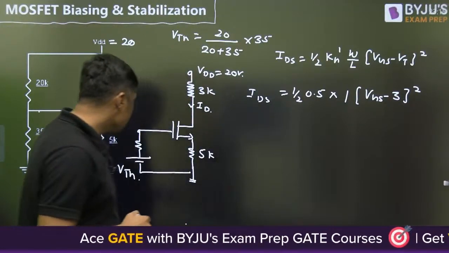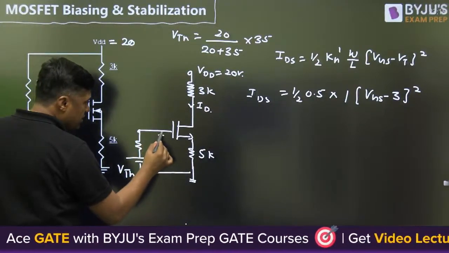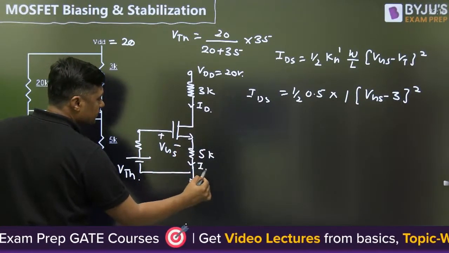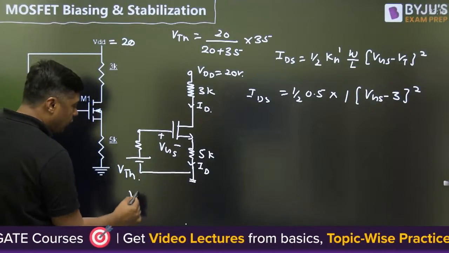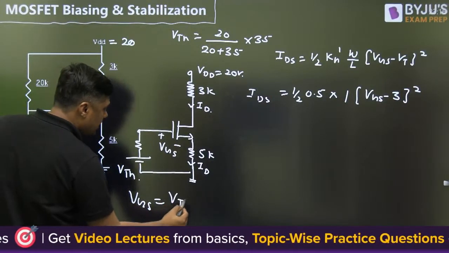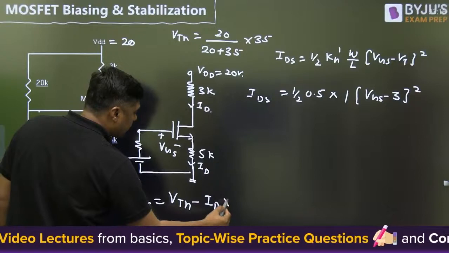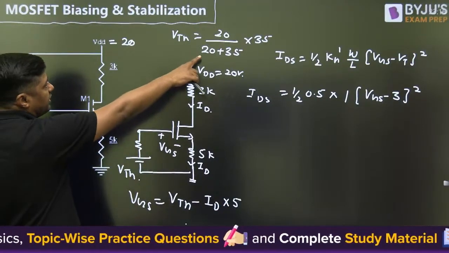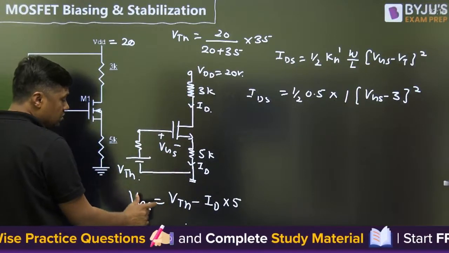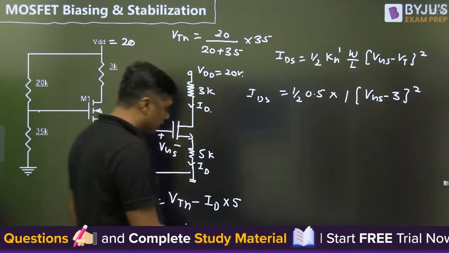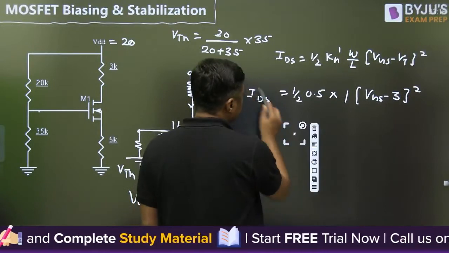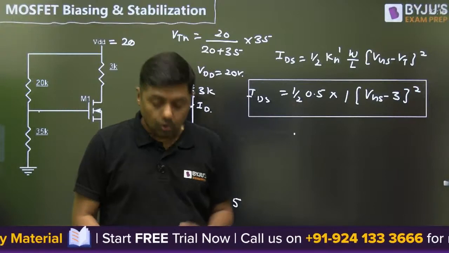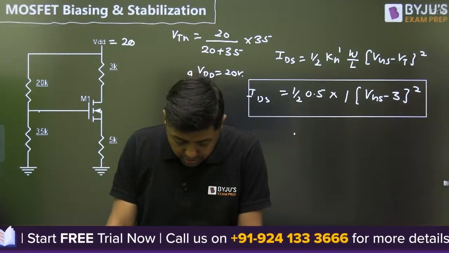Second, VGS will become VTH minus ID into 5 kilo ohm, and you can find the VTH from that. Then put this value of VGS in the first equation. You will get a quadratic equation, then solve it and you get these values, guys. So that is one way to solve this question.